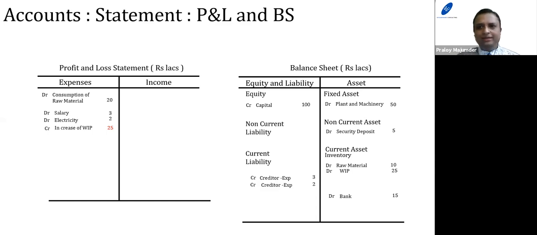Now, let us look at it. After this period, what would be the P&L? P&L, if you look at it, is 25 lakh expenses, negative 25 lakh, so zero. On the asset side, the total asset amount is 105. How? 50 plus 5, 55, 65, that is 90 plus 15, 105. And on the liability side, we have 105.